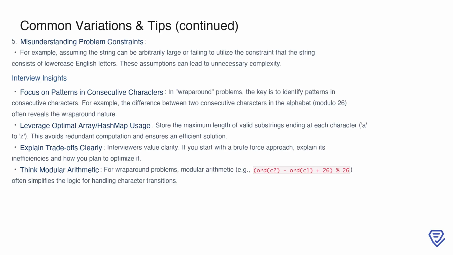For example, you might start by explaining the brute force approach, highlighting its inefficiencies, and then describe how your optimized approach overcomes these challenges. Finally, modular arithmetic is a powerful tool for wraparound problems. Using calculations like (ord(c2) - ord(c1) + 26) % 26 can make character transitions easier to handle.